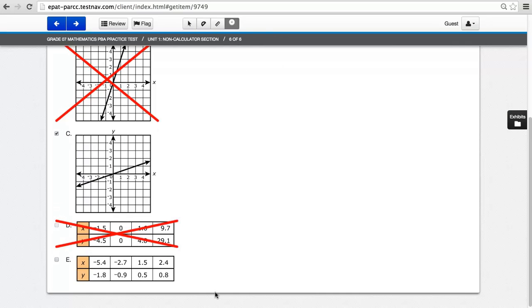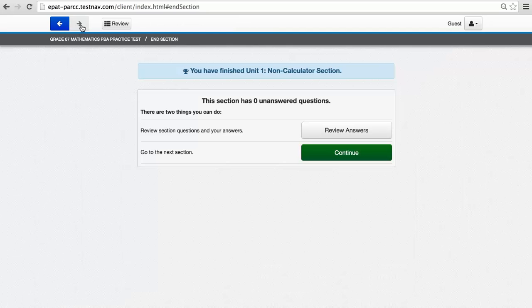Also, if you work out the slope formula for answer choice E, you would be able to get the slope as 1 over 3, answer choice E. And so answer choice E would also be a correct answer. Use your pointer, click here, and then click next.